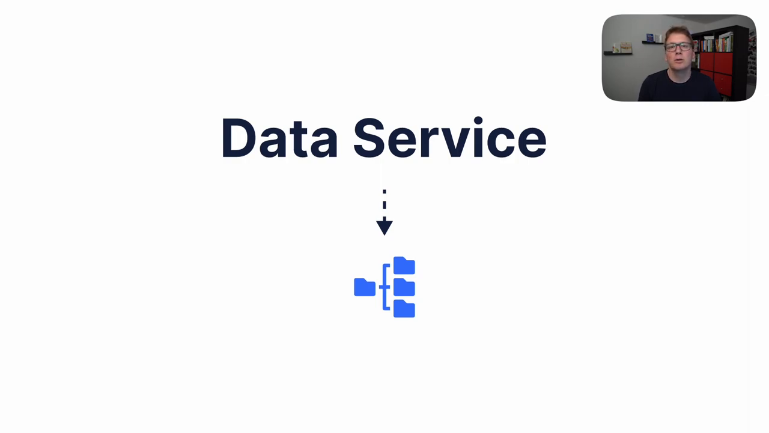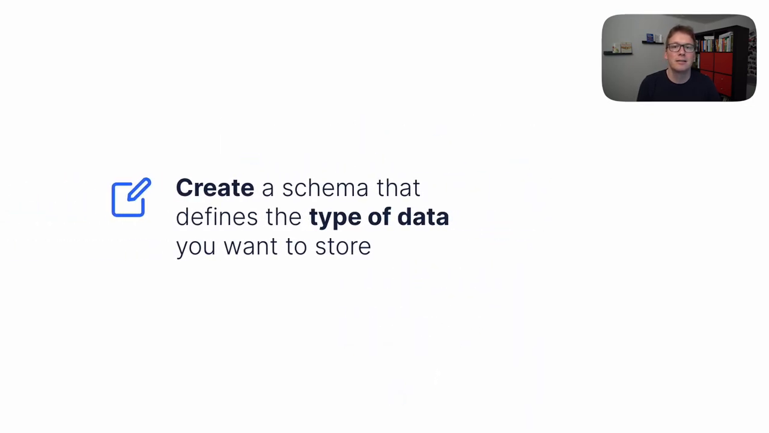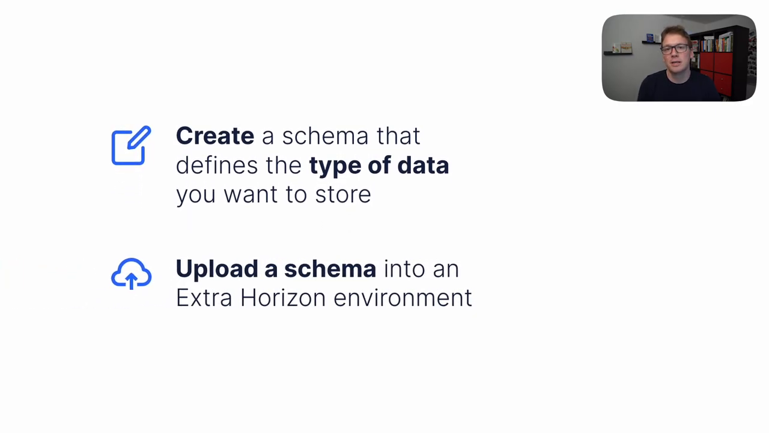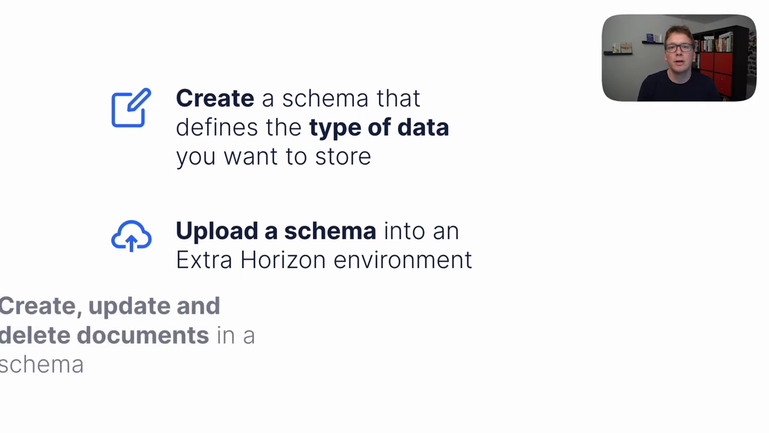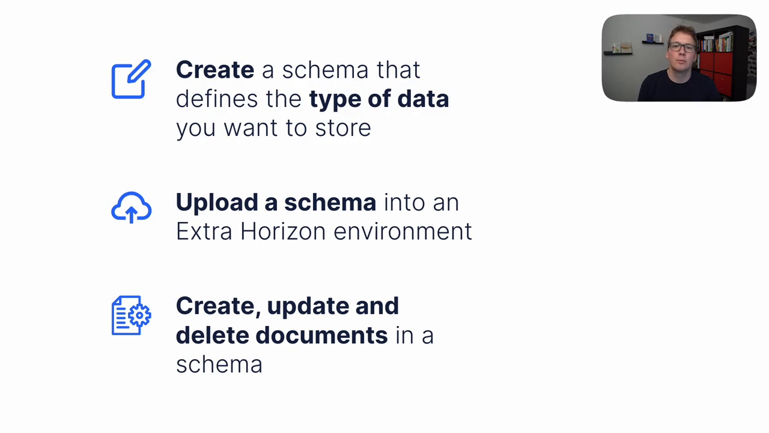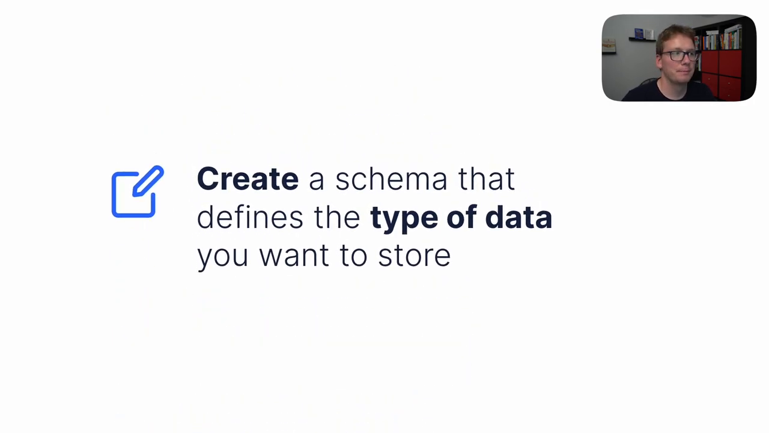In this video we will cover three things. First, how to create a schema that defines the type of data that you want to store. Secondly, we'll look at how you can use the Extra Horizon CLI to upload your schema into an Extra Horizon environment. And lastly, we will discuss how you can create, update, and delete documents in a schema. Let's get started. Alright, so the first step is to create a data schema.